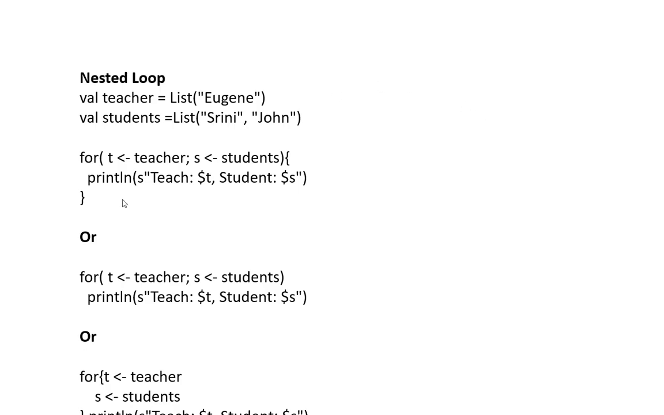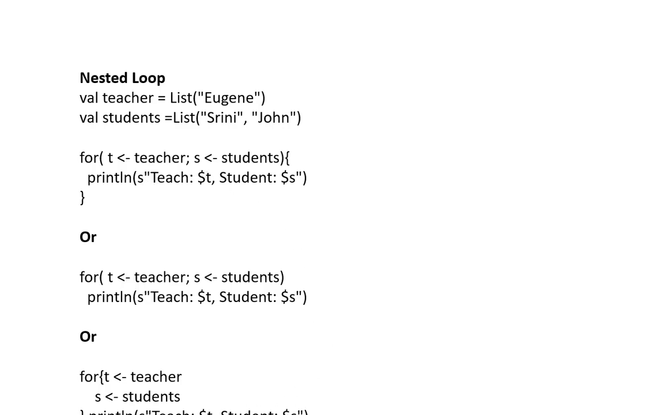First, it's going to iterate through the teachers list, and then for each of them, it's going to print all the students. That would be here. So if you have one teacher and 10 students, it's going to print one teacher, and it's going to print 10 students. And if you have 2 teachers, it's going to print 10 students for each of those. That's how it works. Again, in the print, we're using string interpolation in Scala.